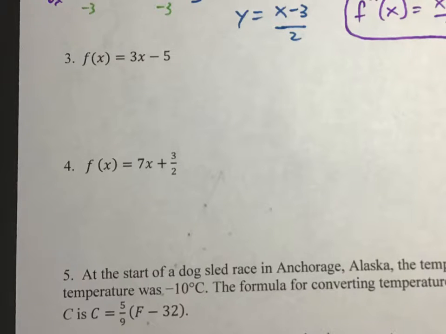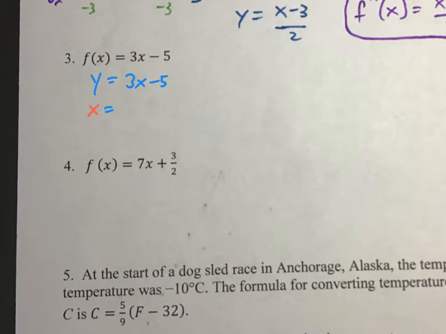Alright, I'm going to show you those last two examples that we didn't get to in class. Remember, the first step is to switch f of x and turn it into y. So I have y equals 3x minus 5. Most important key step is to switch x and y.